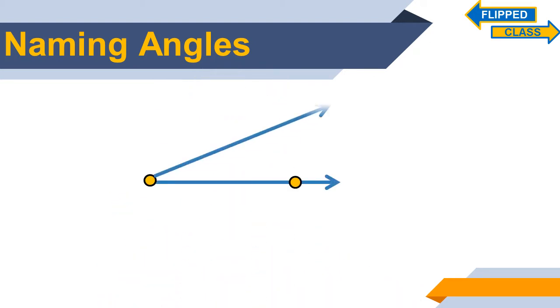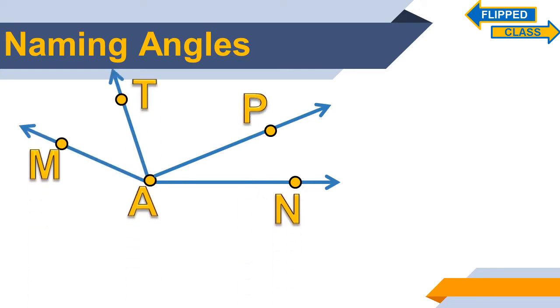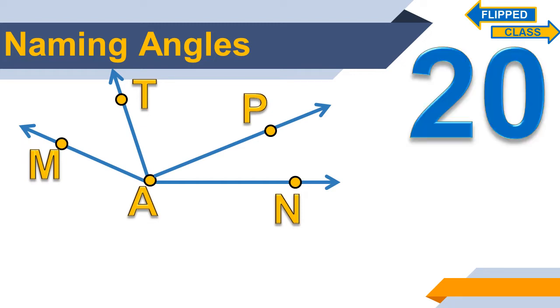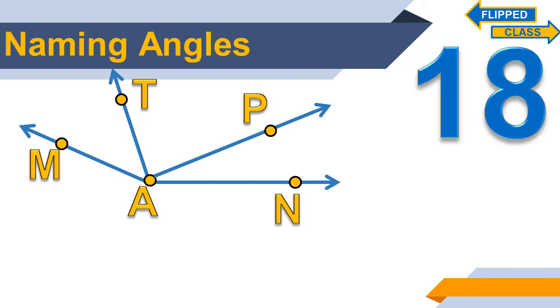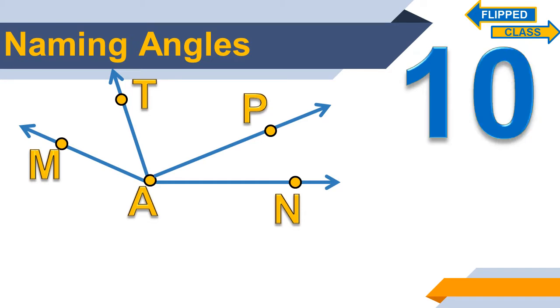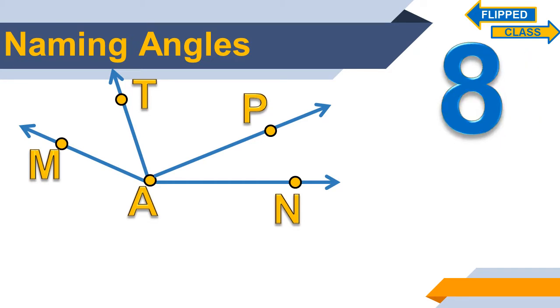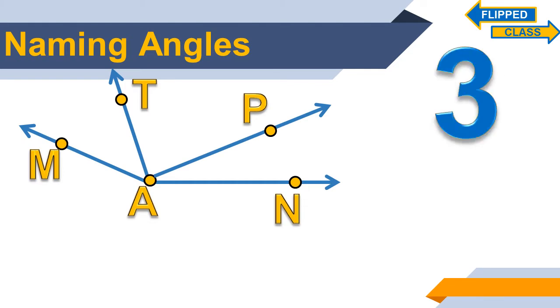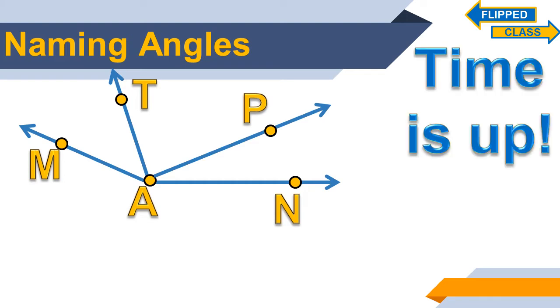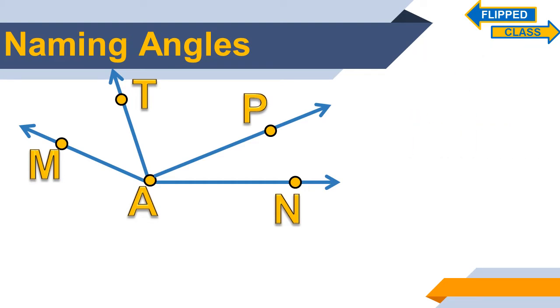Now, given this figure here, let's test if you know how to name angles. Using these points and these rays, I want you to name as many angles as you can see in 20 seconds. Your 20 seconds starts now. 5 seconds left. Time is up. What are your angles here?